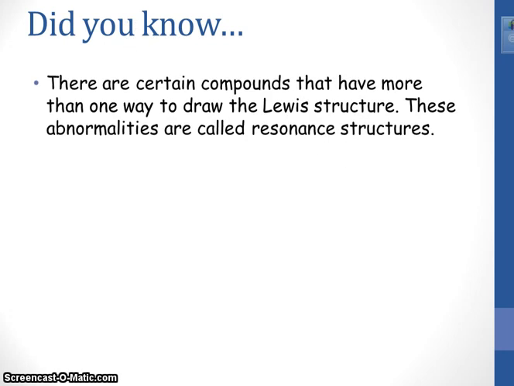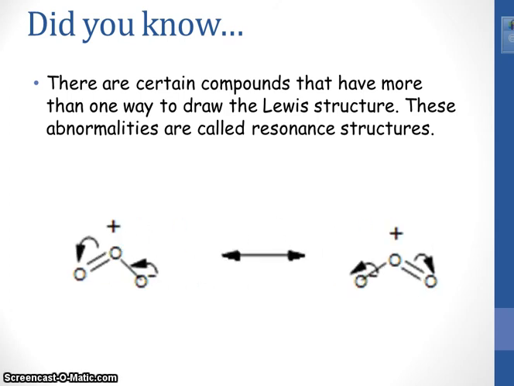Did you know there are certain compounds that have more than one way to draw the Lewis structure? These abnormalities are called resonance structures. The only difference is they're drawn one way on the left side, and the second way we could draw it is on the right side. If you want to spend a lot of time going over some organic chemistry and how to do all this stuff, we could, but we'll save it for a later day.